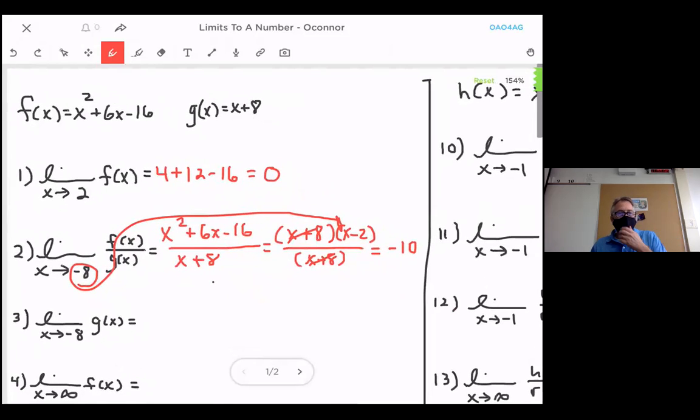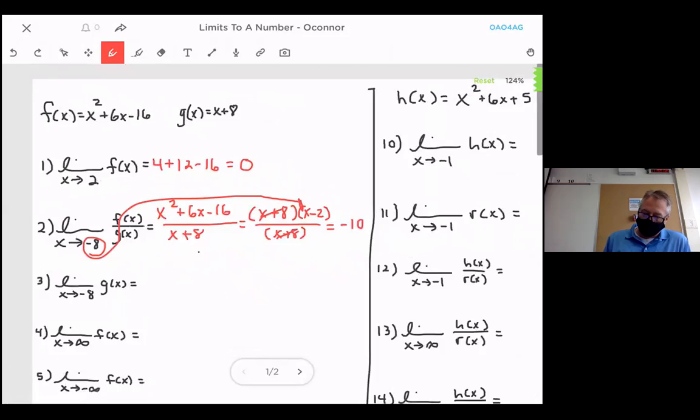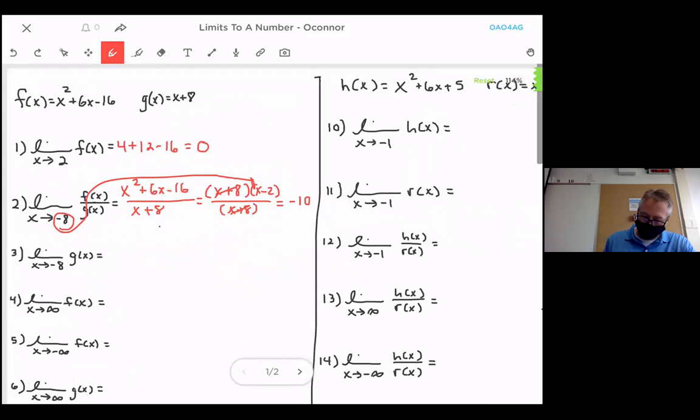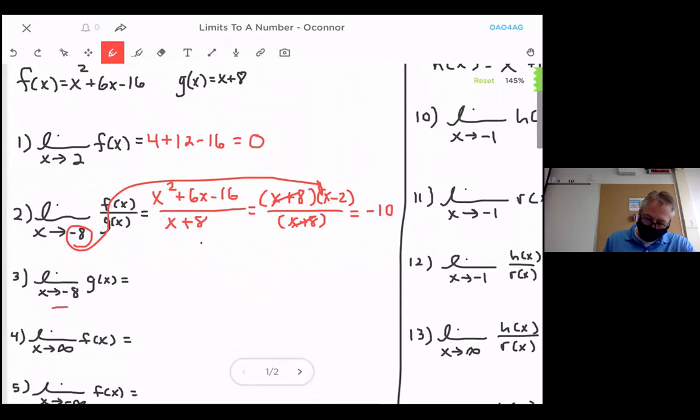So when we take a quiz for these next week, hopefully you guys are starting to get used to these. If you need me to re-explain, just slow me down or something. I'm going to do the next one. The limit as x goes to -8 of g of x. That is a direct substitution. -8 minus 8 is 0. And that's perfectly fine to have a limit of 0.